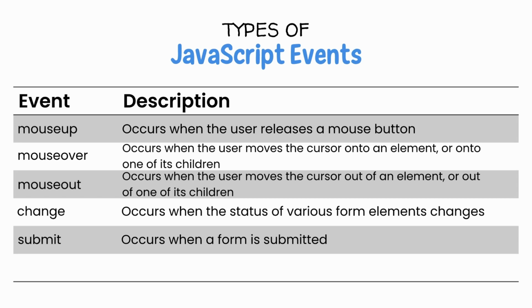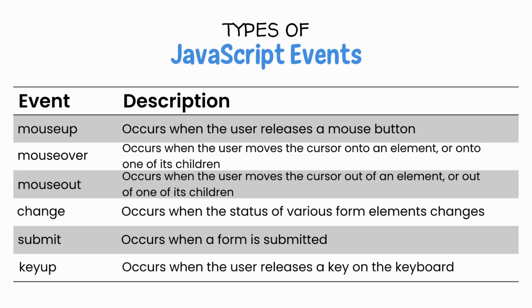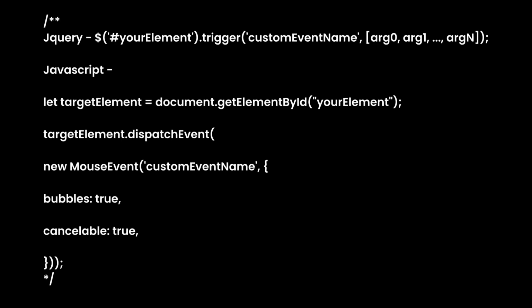Key up. The key up event fires when the user releases a key on the keyboard. We can also define our own events. For example, after retrieving data from an external website, you can emit an event with your own name. Let's look at the code for JavaScript in jQuery.